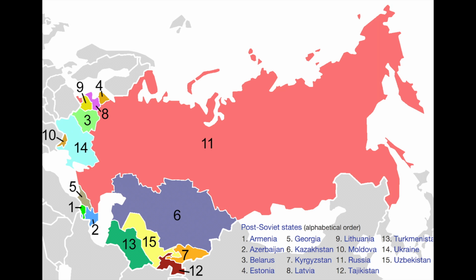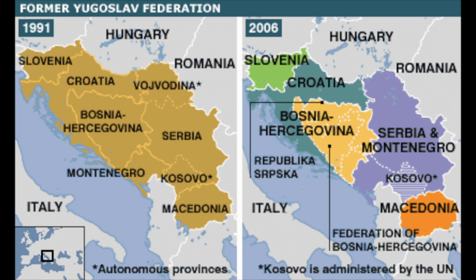For example, during the late 1980s and early 1990s, the breakup of Yugoslavia into separate states based on ethnicity and the loosening of Soviet regulations led to a rise in nationalist expression, ultimately contributing to the downfall of the Soviet Union.